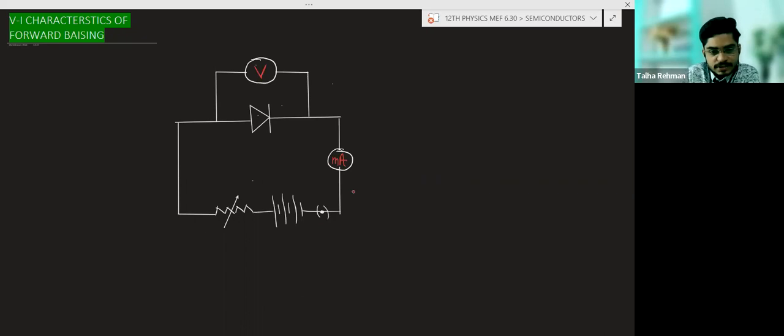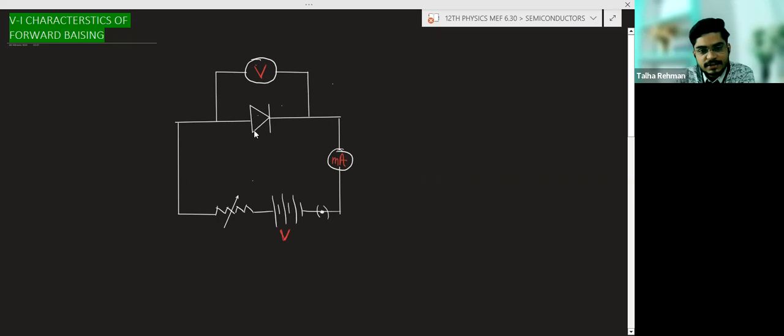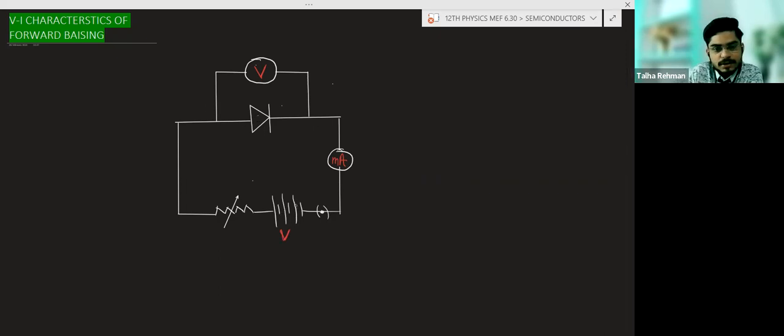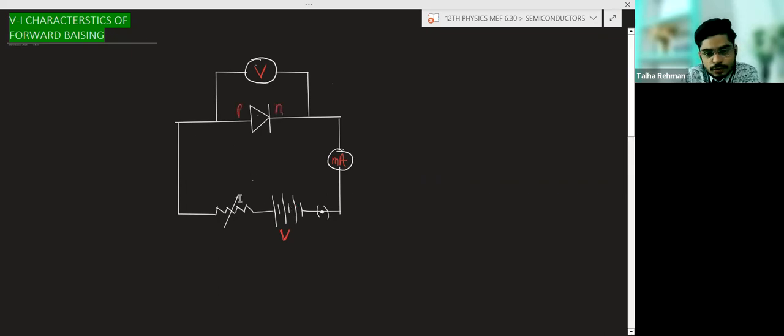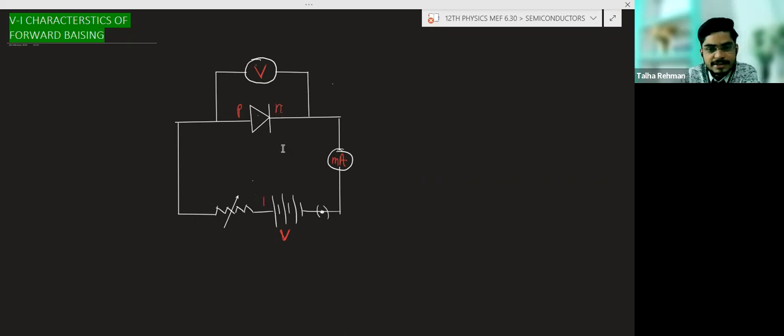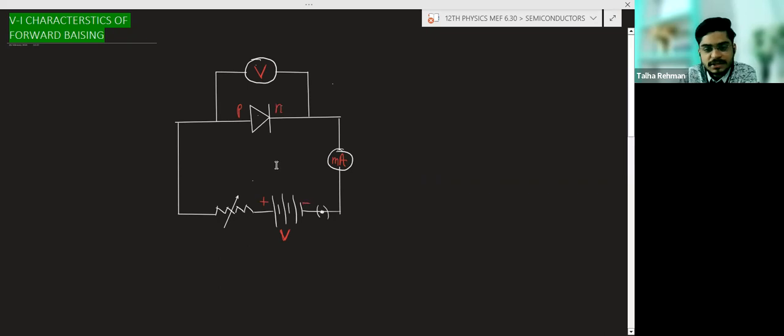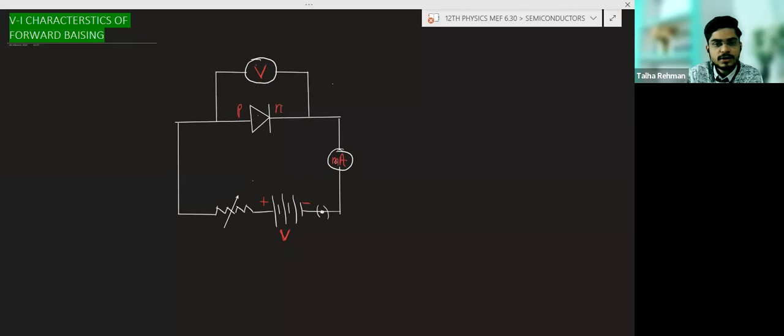There is a potential difference across this battery, and this is the forward biasing. This is the P side, this is the N side. The P side is connected to the positive of the battery, the N side is connected to the negative of the battery, which means this is forward bias. Here a voltmeter is connected, and here an ammeter is connected. This is a voltmeter, and this is an ammeter.